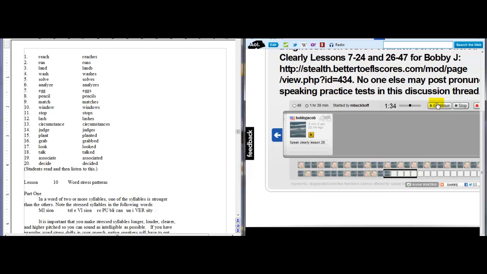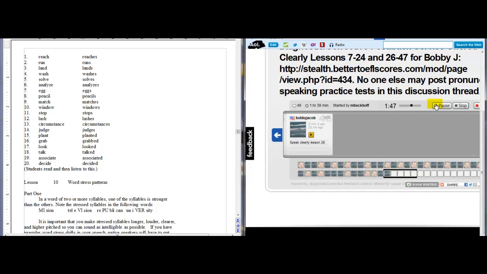So what your problem is here is you're not pronouncing that Z very clearly when you need to put that Z because the S kind of sounds like a Z. You have to pronounce the Z more clearly than what you're doing. 5. Solve, solves. Not bad. 6. Analyze, analyzes. Better. Analyzes.